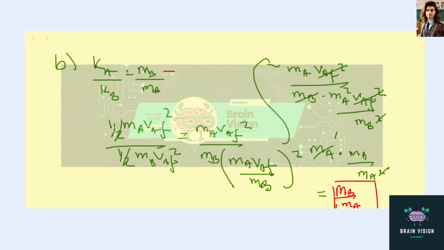You wanted to prove that the ratio of the kinetic energies of A and B is the reciprocal of the masses of A and B, flipped.